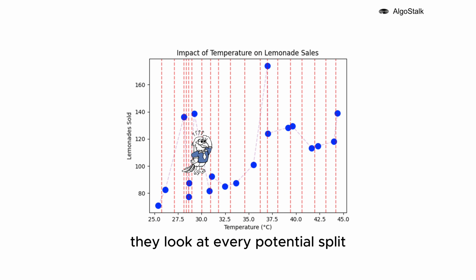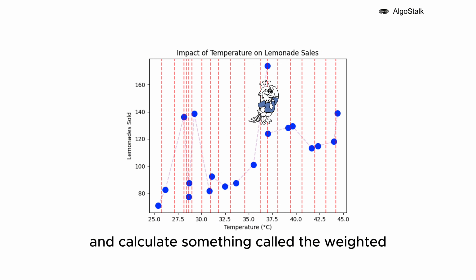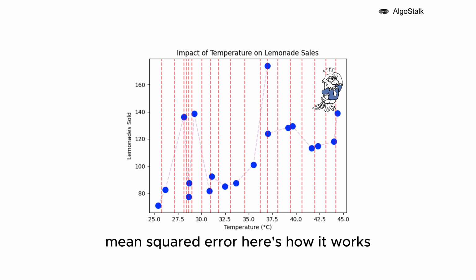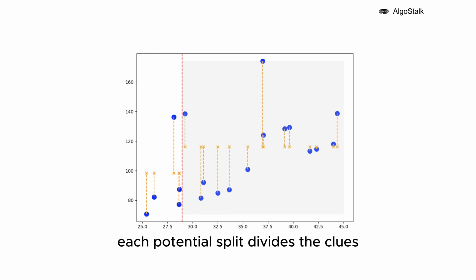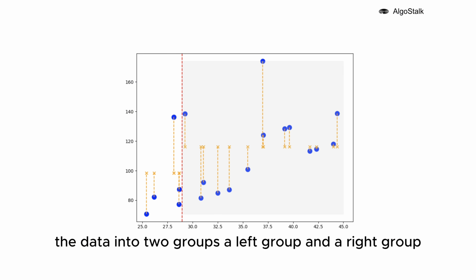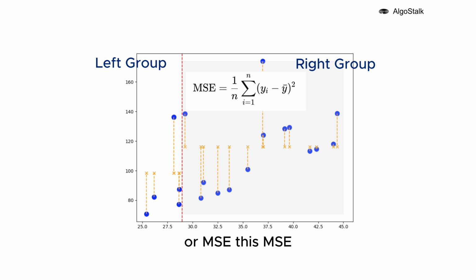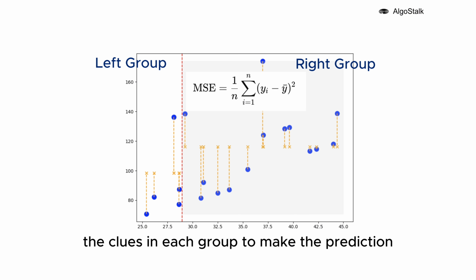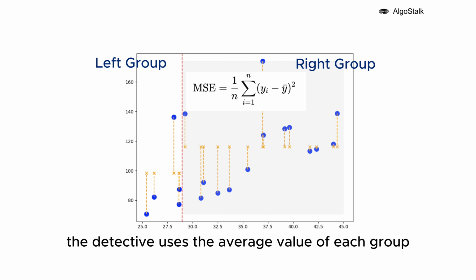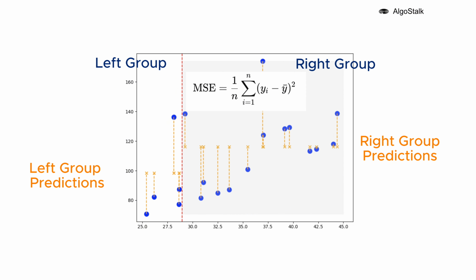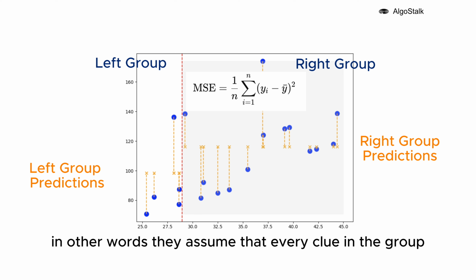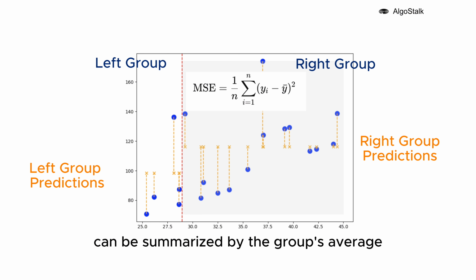They look at every potential split and calculate something called the weighted mean squared error. Here's how it works. Each potential split divides the clues, the data, into two groups, a left group and a right group. For each group, the detective calculates the mean squared error, or MSE. This MSE measures how well the detective's prediction matches the clues in each group. To make the prediction, the detective uses the average value of each group. In other words, they assume that every clue in the group can be summarized by the group's average.